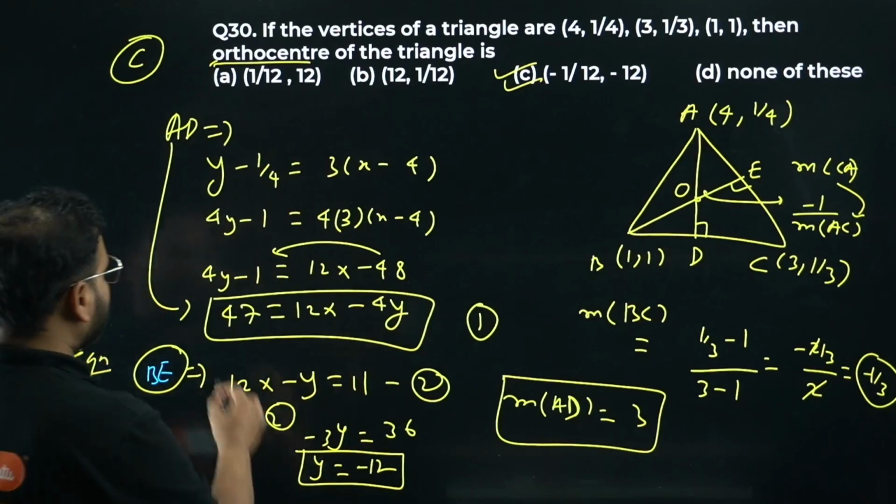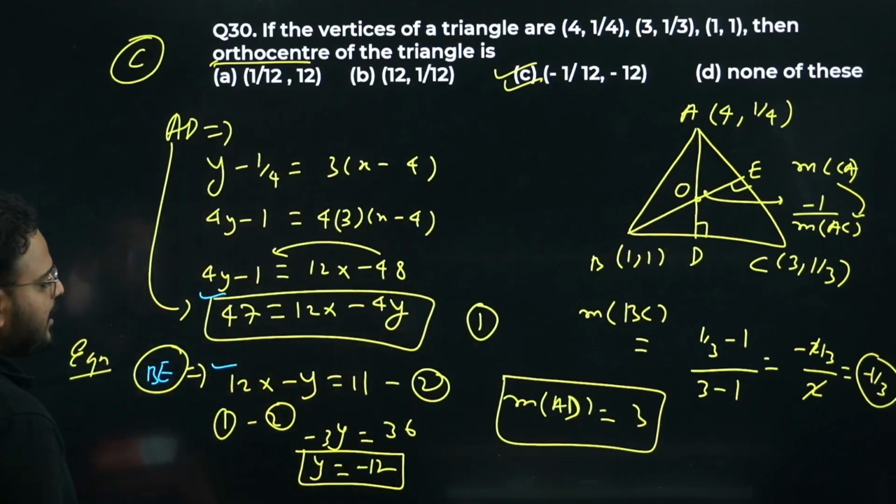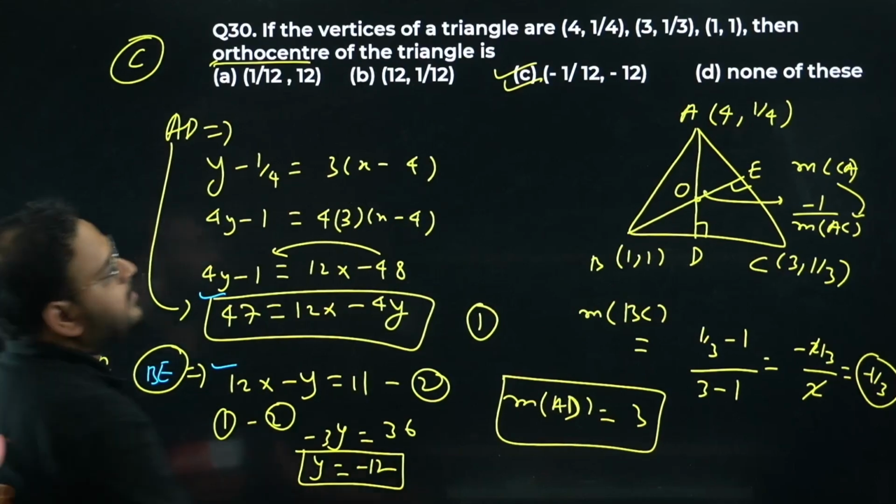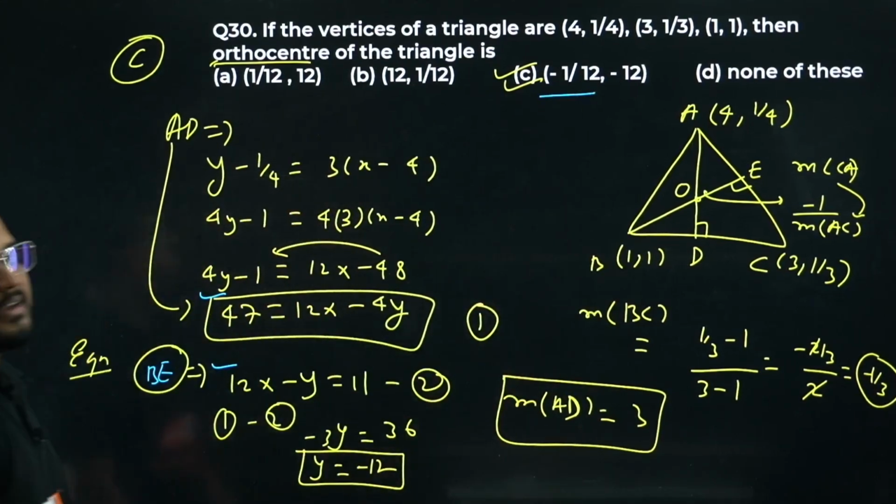Solve equations 1 and 2 over here. You get y equals minus 12, and x will come as minus 1 by 12. Option C is correct. 30 is done. Please check. Excellent question, not a P by Q. Okay, 30 is done. Great.